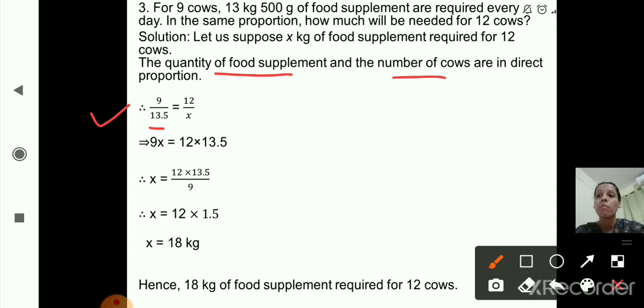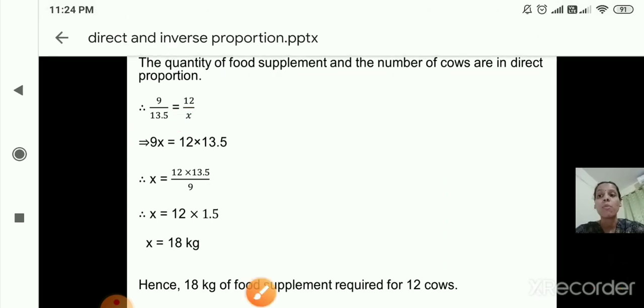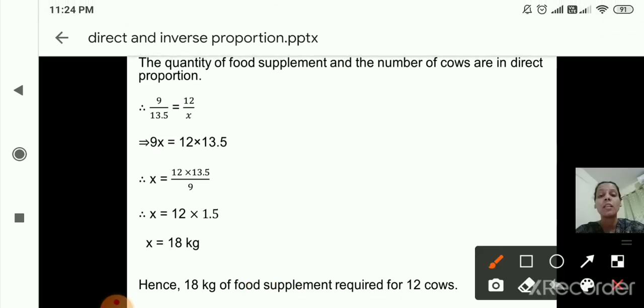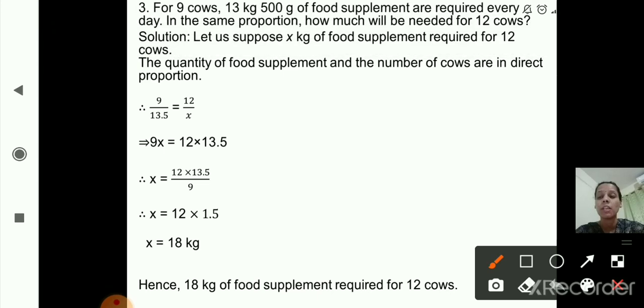So for 12 cows, the quantity of food supplement that is required is x. So 12 upon x. So what equation did we get? 9 upon 13.5 is equal to 12 upon x. Now we'll do cross multiplication. So 9 multiplied by x, that is 9x, and 12 multiplied by 13.5.